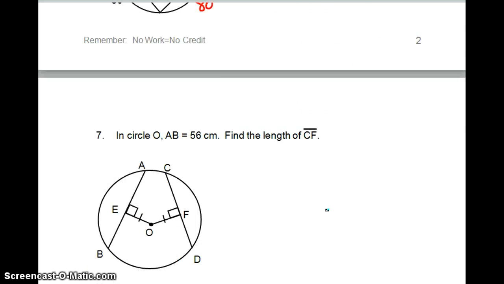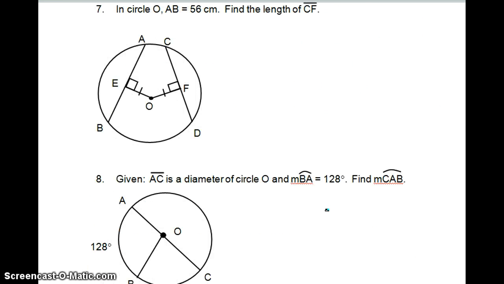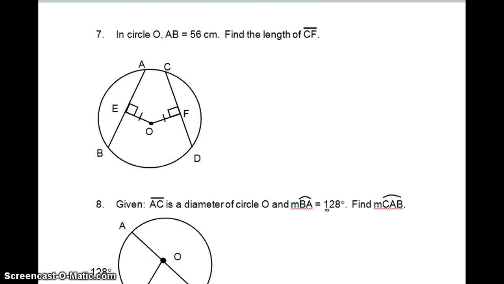That's number 6. Number 7. Circle O, AB equals 56 centimeters. Find the length of CF. Okay, AB is this whole distance here. It's 56, so I usually cut that in half. I put this 28 and this 28. We know if these are equidistant from the center and they're both parallel, that means these are going to be the same as these over here. So this is going to be 28 and this is going to be 28. So CF equals 28.